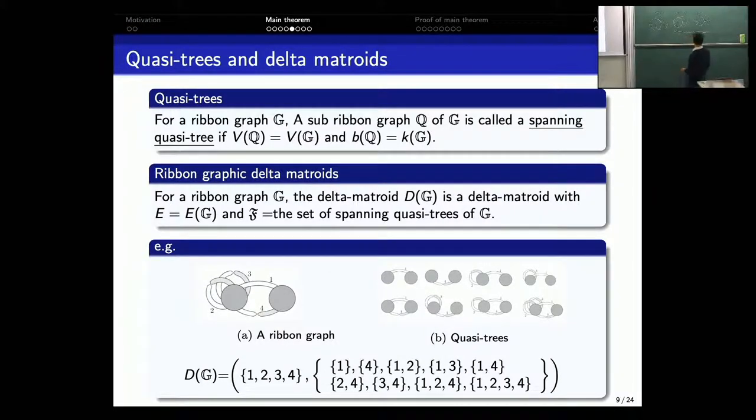I will show you an example. In the ribbon graph on the left-hand side, there are 8 quasi-trees as I drew on the right-hand side. So for example, in the first one, it is easy to see that this ribbon graph only has one boundary component. Looks like this. And you know, it's hard to believe that the eighth ribbon graph is a quasi-tree.